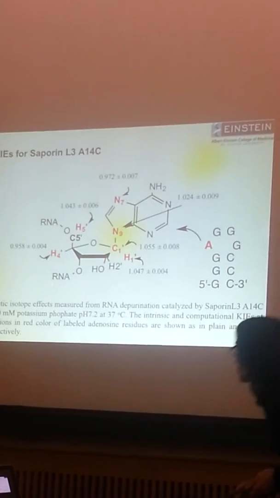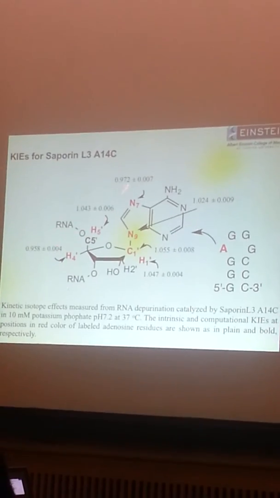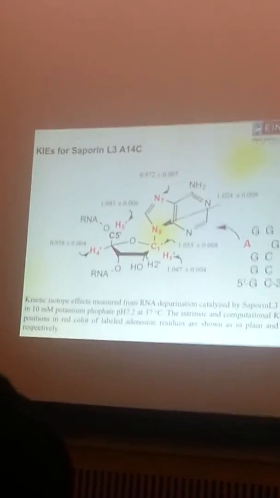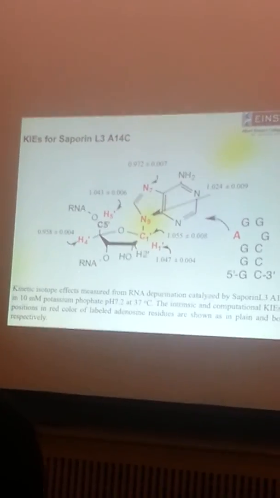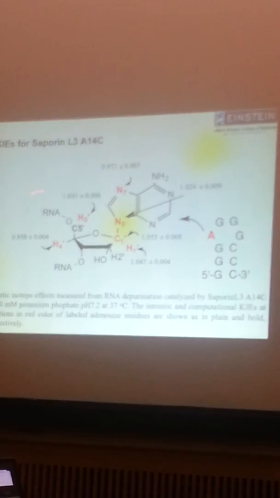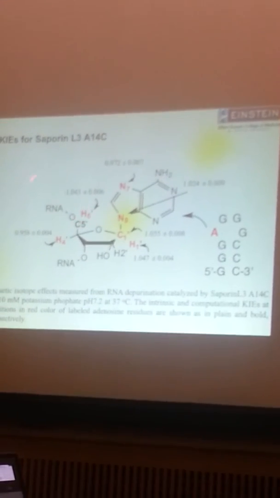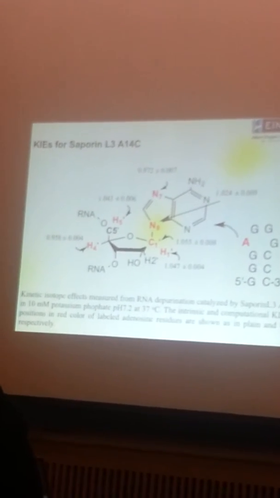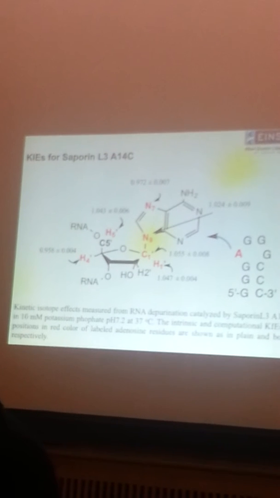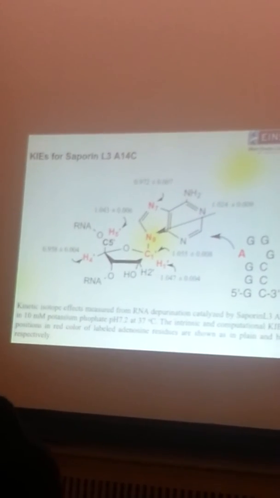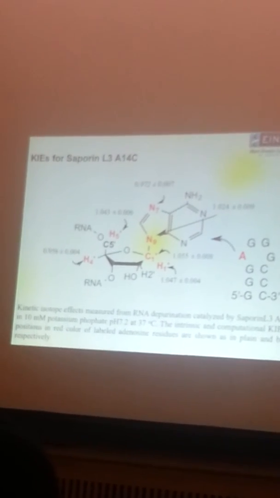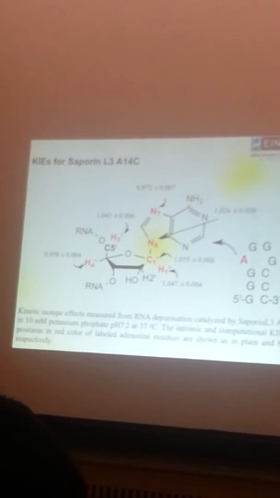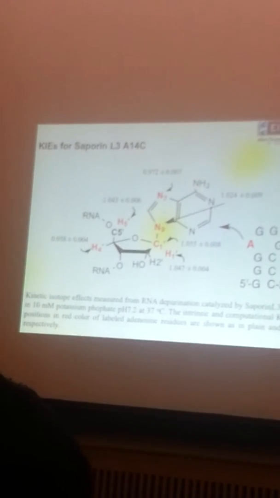And so here shows all the KIEs that are measured. If you're using the 5' tritium RNA, it will give you the 5' tritium KIE. And if you want to get the 1' tritium KIE, you just start with the 1' tritium ATP synthesis and also the 1' tritium ATP to RNA synthesis, and you can get the 1' carbon-14 KIE.